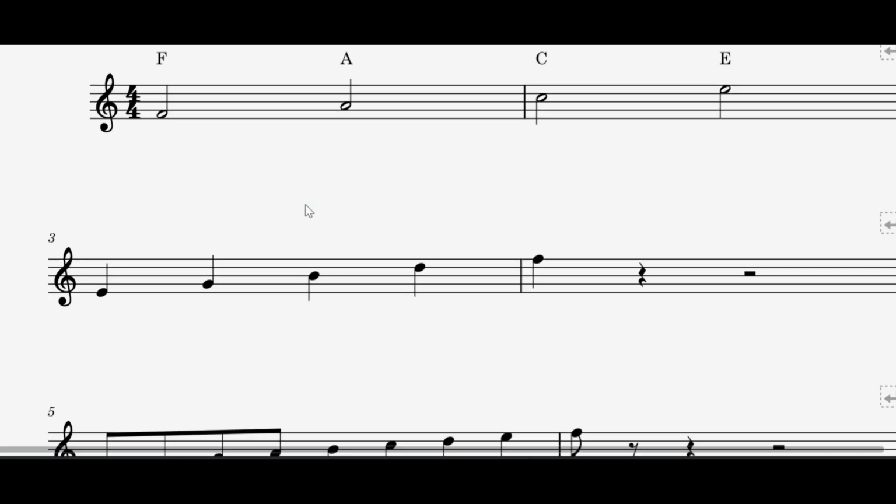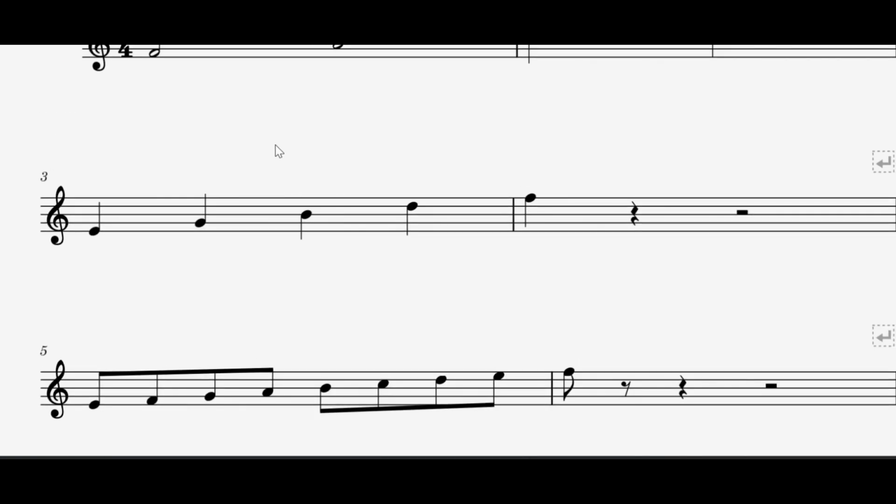Let's go to the line pitches. So for the line pitches, here we have first line, second line, third line, fourth line, and fifth line. And these are labeled E, G, B, D, and F. E for the first line, G, B, D, F.